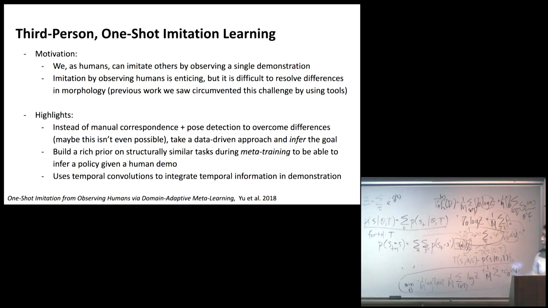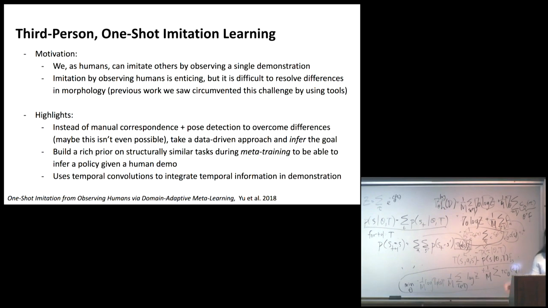They use a data-driven approach because one additional problem is that maybe we can't even find a mapping between a robot and a human, because our robot might not be a humanoid robot. So instead, they try to infer the goal from the demonstration instead of trying to find this mapping between human and robot. If we're just trying to infer what the human demonstrator is trying to do, no matter the morphology of the robot, we can hopefully accomplish the same thing.